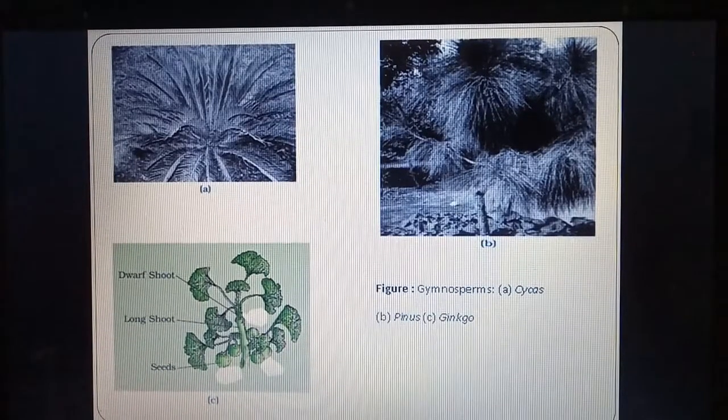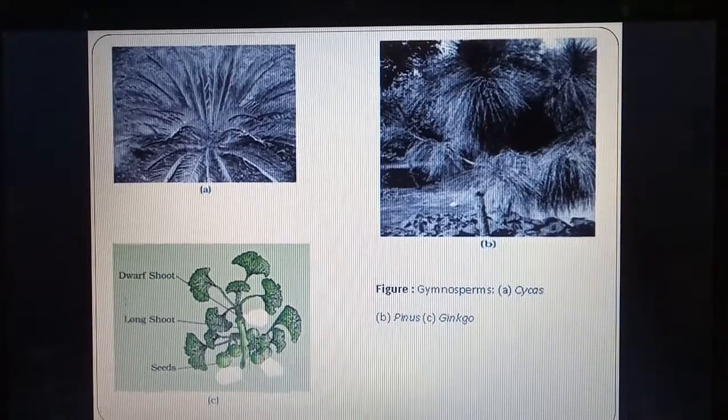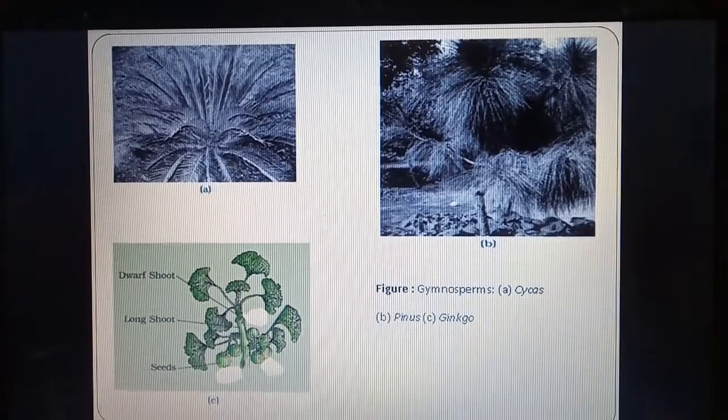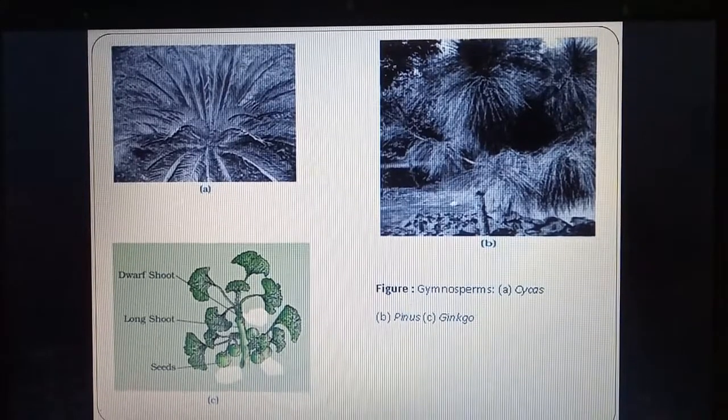In this figure we can see A, cycas, which is not branched. B is pinus, we can see many branches, and another diagram is there, ginkgo, which we will discuss in the next class. It is a living fossil, means it has some primitive characters of plants.